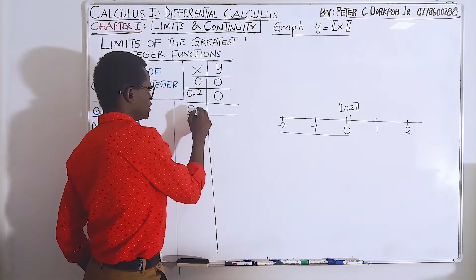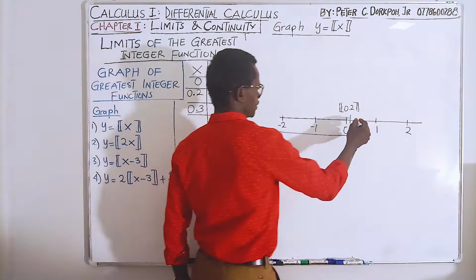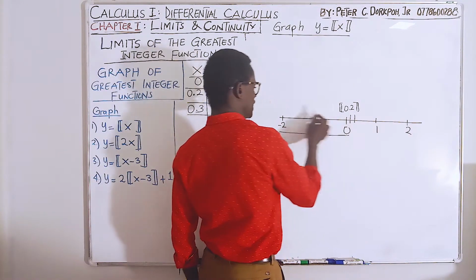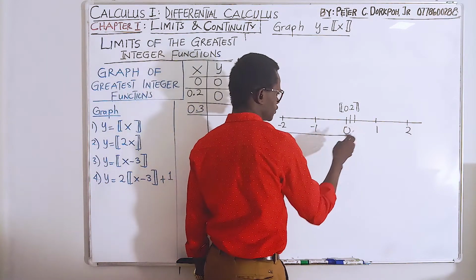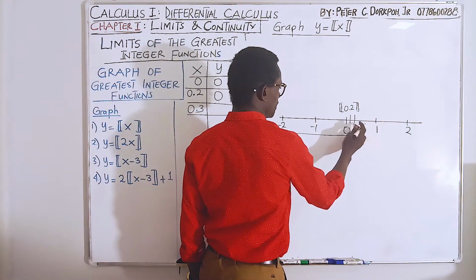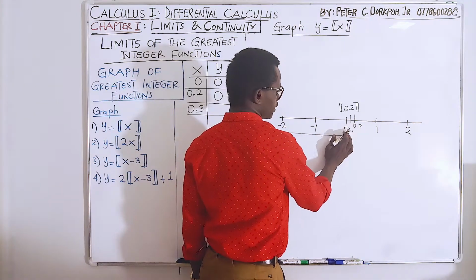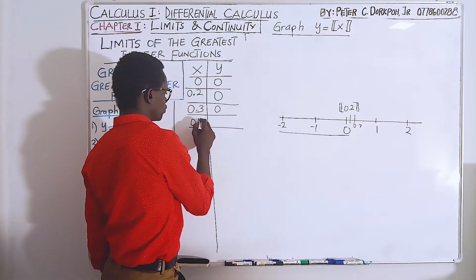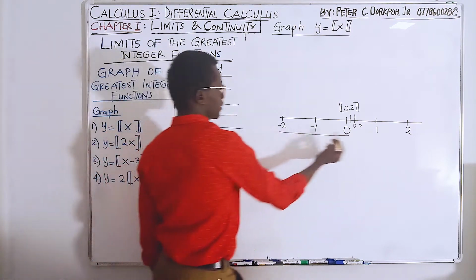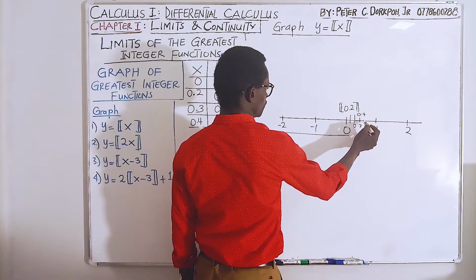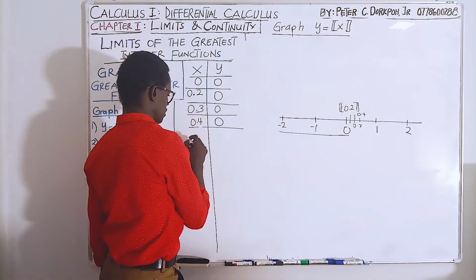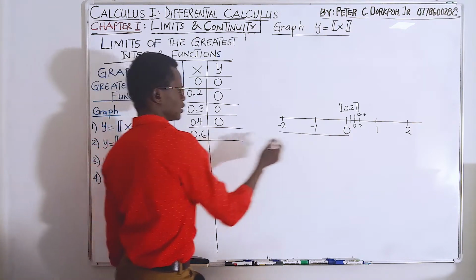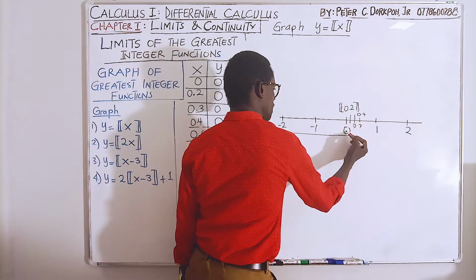What if x is 0.3? The same thing, right? It should not be more than 0.3, it should be less than 0.3, and it should be the greatest of all integers. So the greatest integer of 0.3 is just 0. What about 0.4? The greatest integer of 0.4 is 0, right? What about 0.6? The greatest integer of 0.6 is also 0.